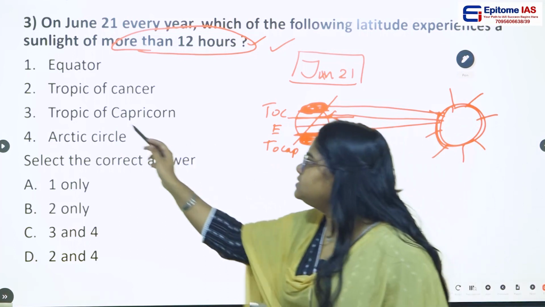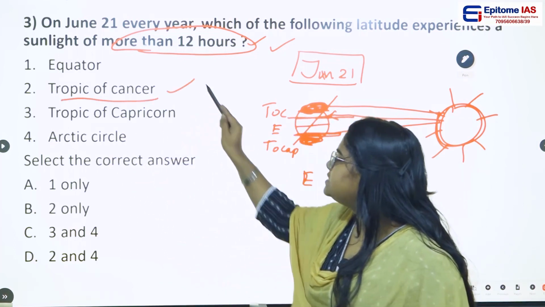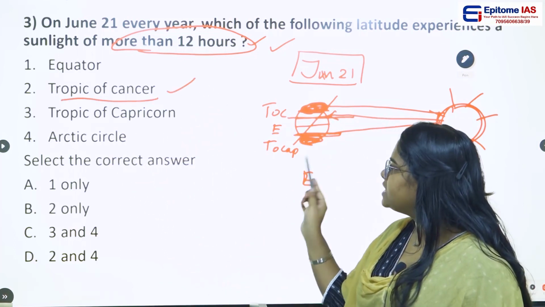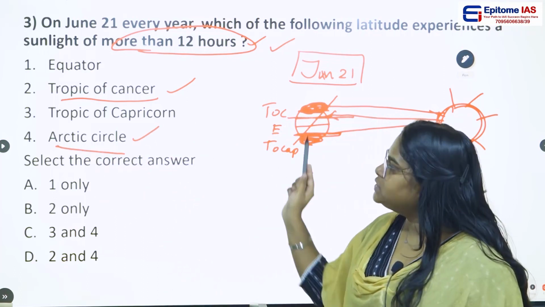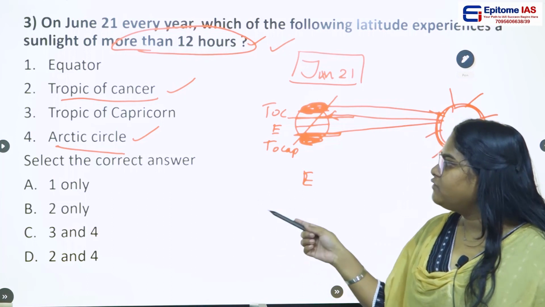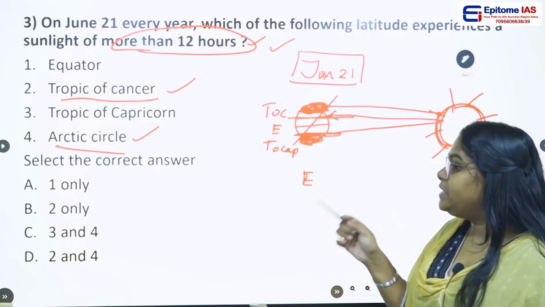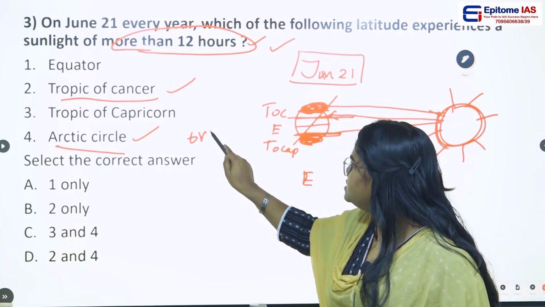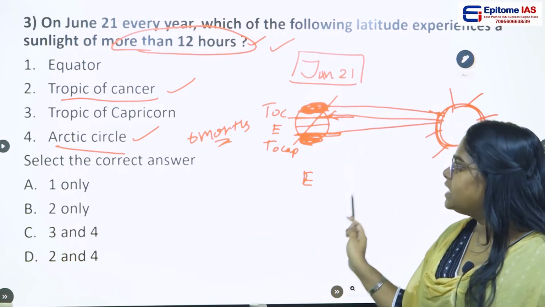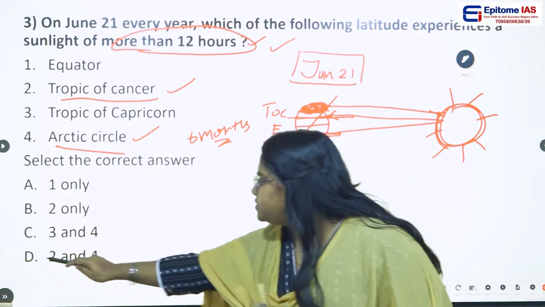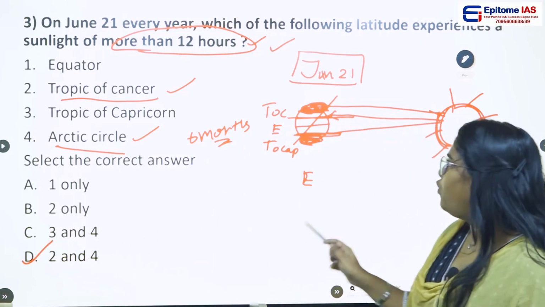So what is the correct answer? The correct answer is Tropic of Cancer. Yes, it is having more than 12 hours of sunlight, and Arctic Circle is also going to have sunlight of more than 12 hours. To be precise, for 6 months, it will be only days, no night. So the correct answer would be option D, 2 and 4.